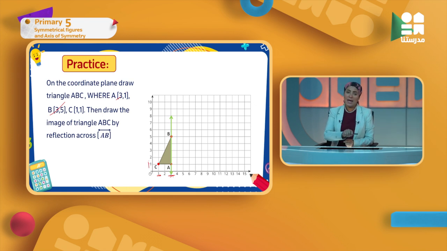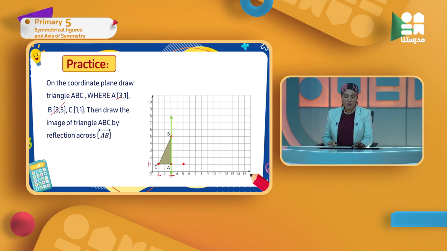So now I will draw the reflection of the only point outside the straight line, which is the point C. How far is the point C from the straight line? It is 2 units from my straight line. So I will go to the opposite side and draw a point 2 units away from my straight line as well.